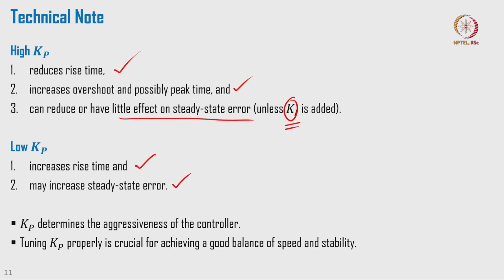So, Kp determines the aggressiveness of the controller because it works on the present error; how much action it can take immediately is determined by Kp. And tuning of Kp is required for achieving a good balance of speed and stability.